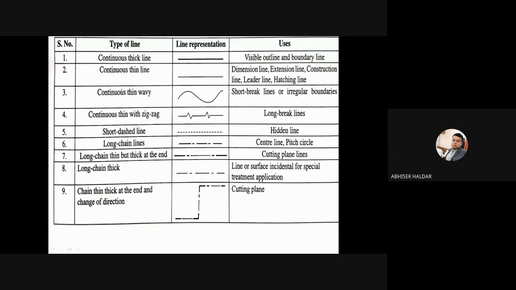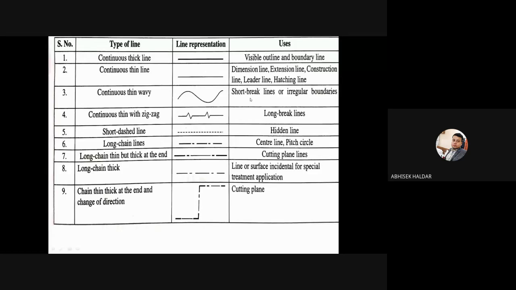Next, third one, you can see the continuous thin wavy line, something like this, wavy. It is like a curve. It is used for short break lines or irregular boundaries. That means whenever I have an irregular surface of any object, or short break lines, basically when I have a very thin, say for example, a long metallic plate, the length of the plate is much higher compared to the thickness. Then the thickness will be shown by this type of short break line or wavy line when I have a very small dimension.